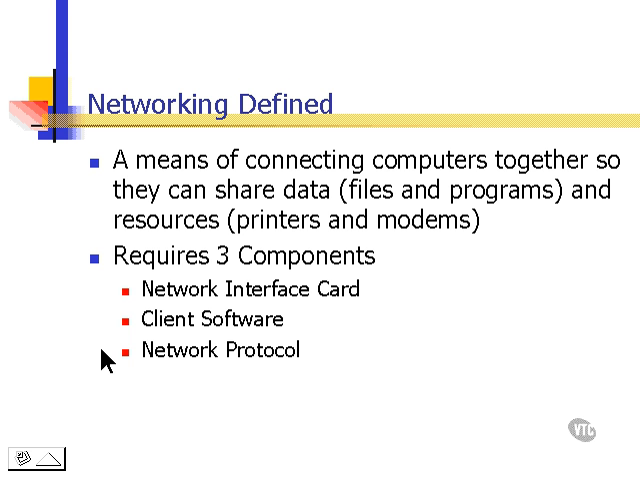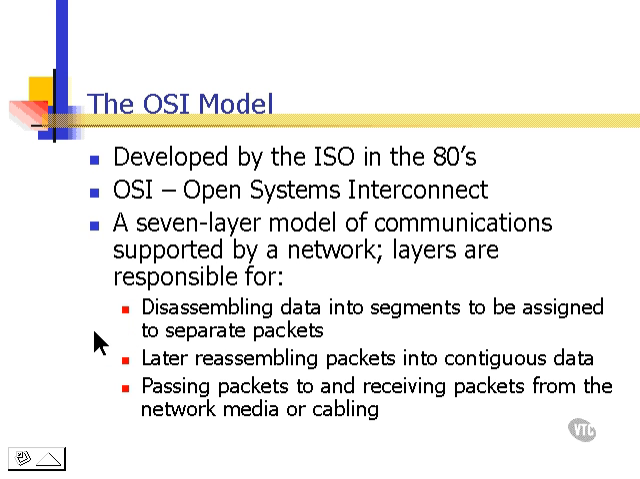When information is transferred through the network, it changes, and we use a model to define that communication. The model is called the OSI model. It was developed by the ISO, which is the International Standards Organization, in the 1980s. And OSI stands for Open Systems Interconnect.